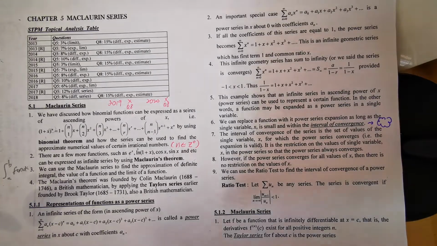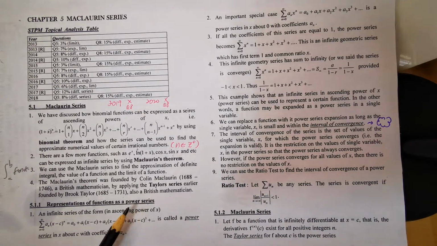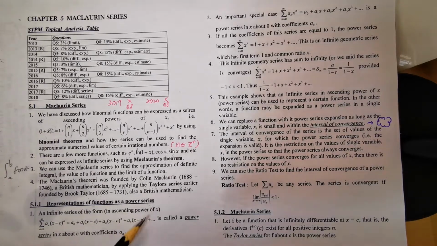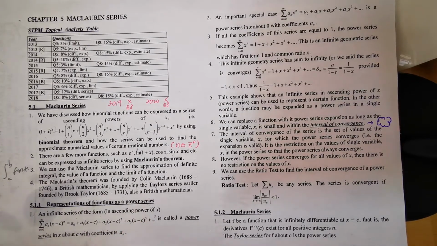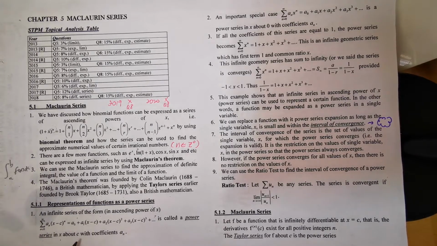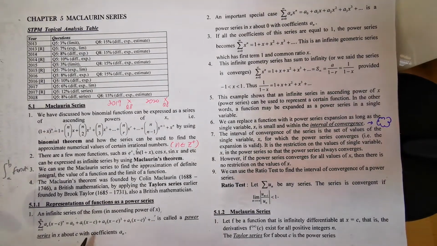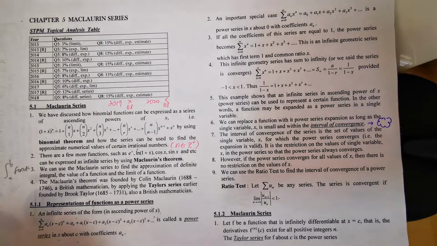Alright, so before we go to Maclaurin series, first we must know one term, which is power series. We have to know what is power series. So representation of function as a power series. So this part we are going to discuss what is power series. Okay, an infinite series of the form means in ascending power of x, which is like this. We call this power series in x about c. Alright, in x about c, which can be expressed expand in this form. Alright, so let's see here.